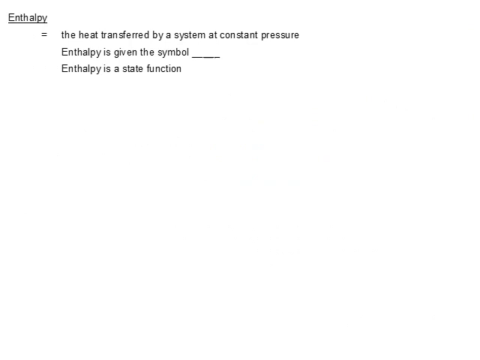One of the state functions that we learned in first semester general chemistry is called enthalpy. Enthalpy is the heat transferred by a system at constant pressure. Enthalpy is given the symbol capital H. Notice that this is a capital letter because it is a state function. Enthalpy can be calculated from the equation H is equal to E plus PV, where E is internal energy and P is pressure and V is volume.